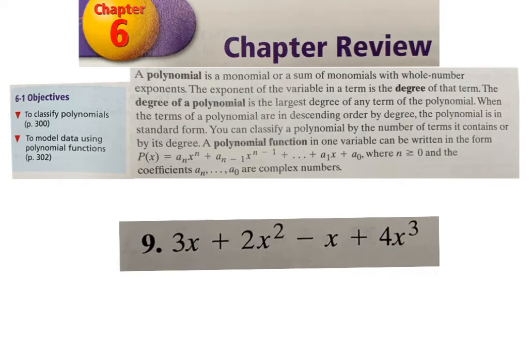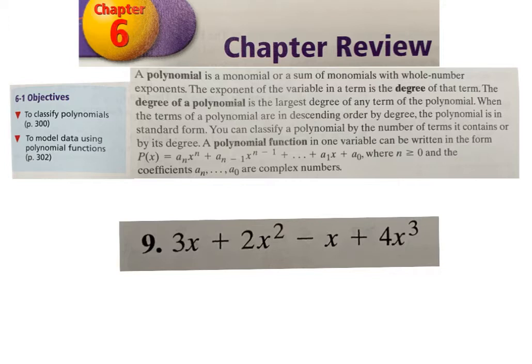So, the first thing we talked about was basically what is a polynomial. A polynomial is a monomial or a sum of monomials. Monomials, remember, are multiplication between variables and numbers. The exponent of the variable in a term is the degree, and the degree of the polynomial is the largest degree of one term. And so what we did with these polynomial functions is we put them in standard form.